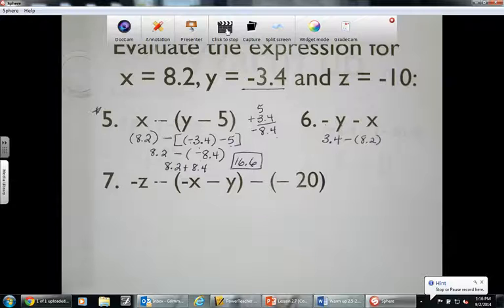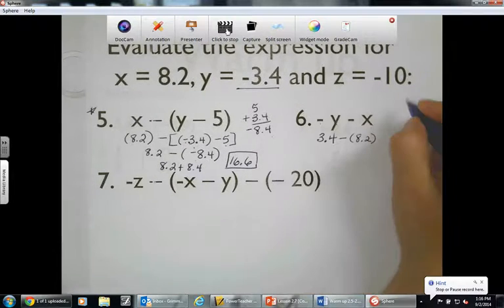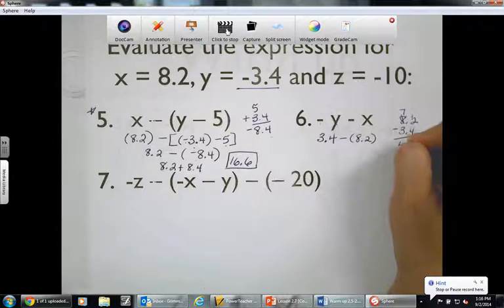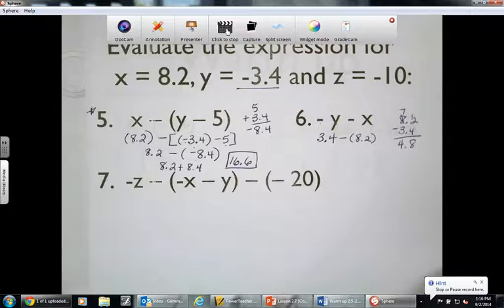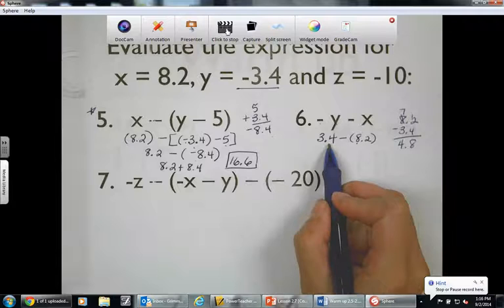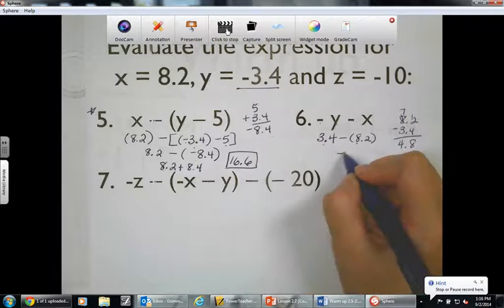All right. So now I basically have 3.4 minus 8.2, which means that's a negative 8.2 and a positive 3.4. So I really need to be subtracting them. So I have 8.2 minus 3.4. I have to borrow here. So I'm getting 4.8. Should that be positive or negative? Should be negative because this 8 is larger than this 3. So negative 4.8.